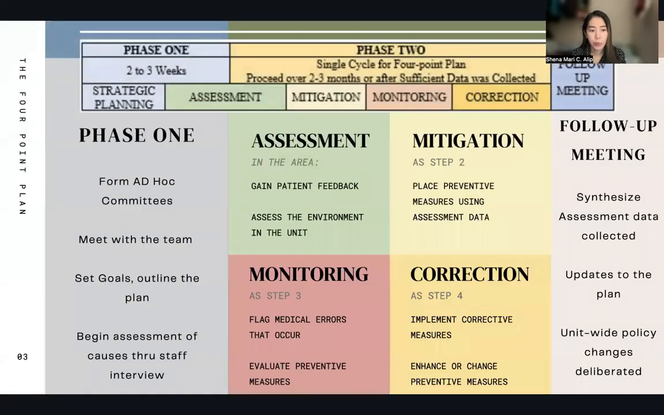I present to you the 4-point plan designed to run in 2 phases. Let's turn our attention to the first phase, the strategic planning phase, which aims to run for 2 to 3 weeks. In this phase, we form an ad hoc committee to manage assessment data, quality monitoring, and overall management of medical error. Then we can meet with the team and set goals to outline the plan and begin the first half of the assessment of what caused the medical error through staff interviews during the meeting itself.